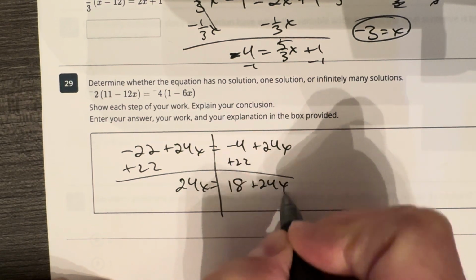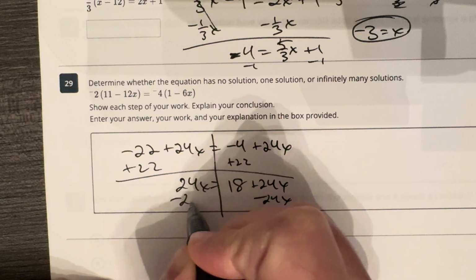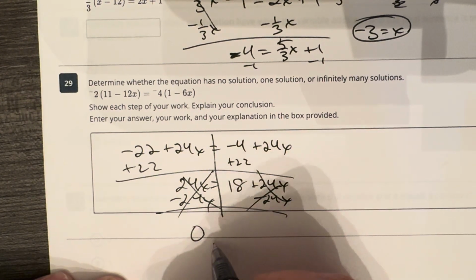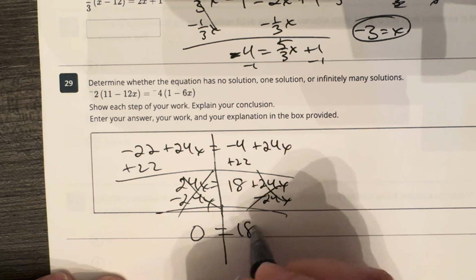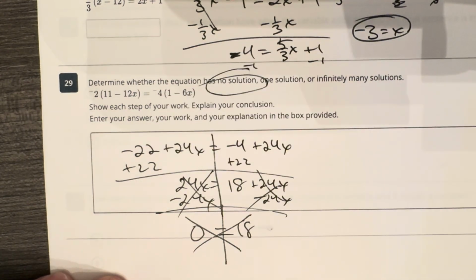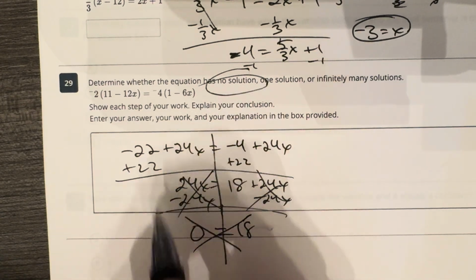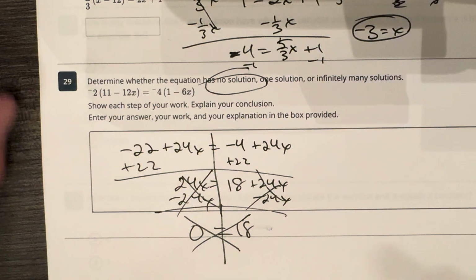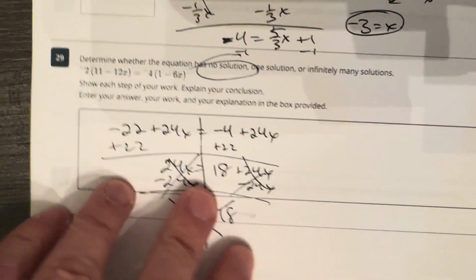I'm going to add 22 to both sides, which is going to give me 24x equals 18 plus 24x. Subtract by 24x on both sides, and something interesting happens. Both x's cancel. I have to put the 0 down when there's nothing there. 0 equals 18 is not a true statement, which means it's no solutions. And it's no solutions because the variable disappeared and we're left with two numbers, one on either side, and they're not the same number. Okay, that's no solution.